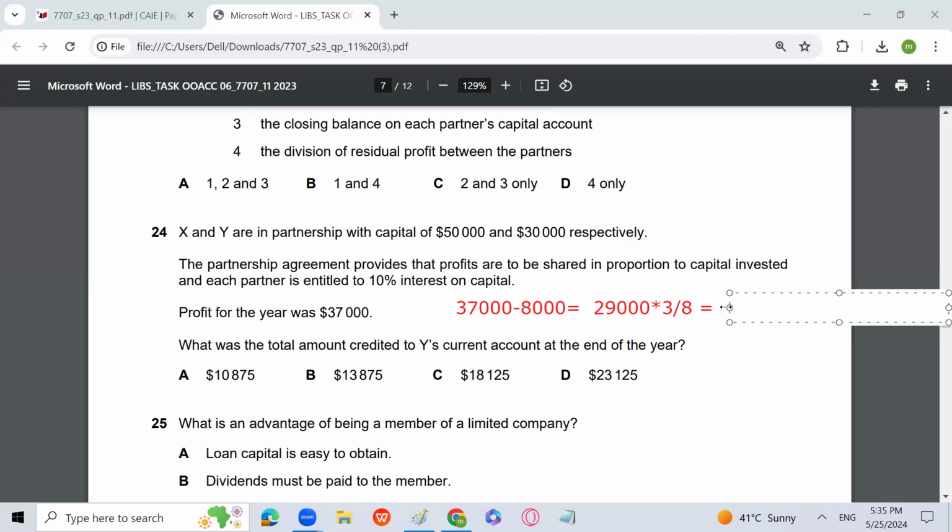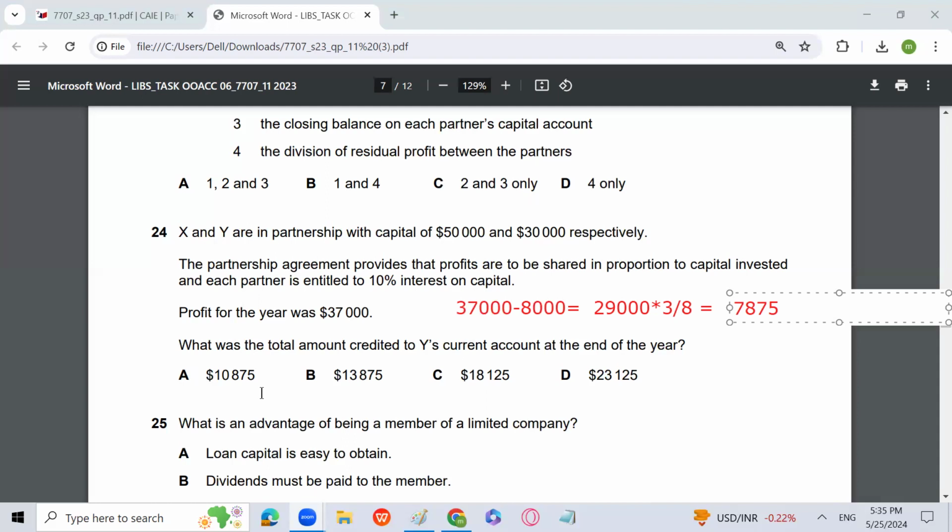How much will you get? What is the answer of 29,000 into 3 by 8, please? 10,875. 7,875 will be the profit, and then you will add 3,000 interest on capital to get the total amount.